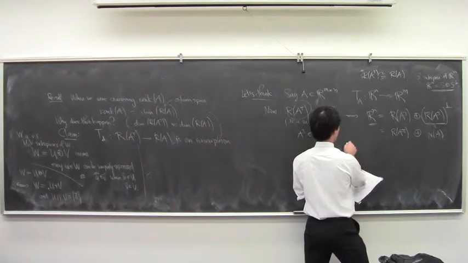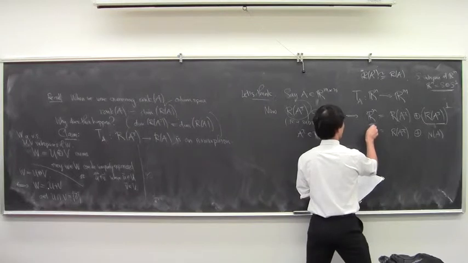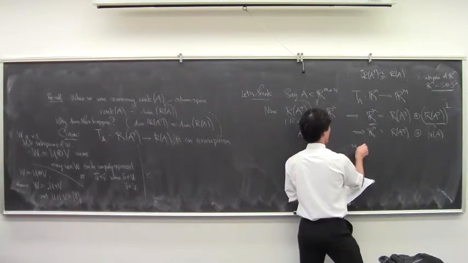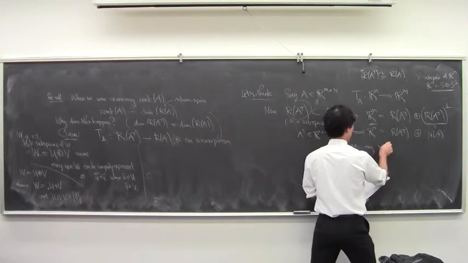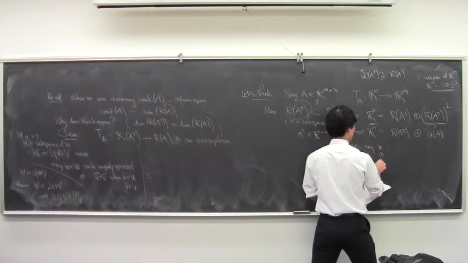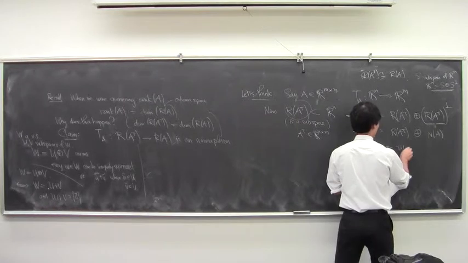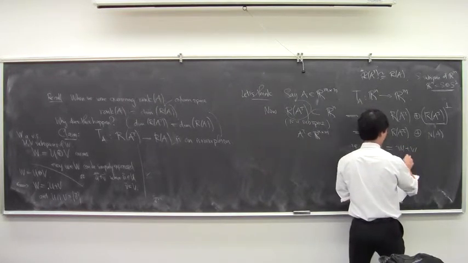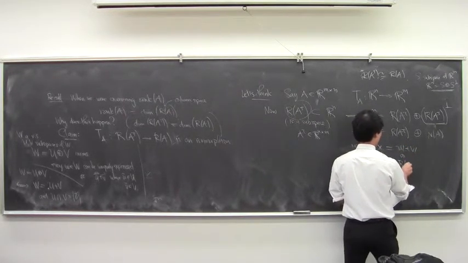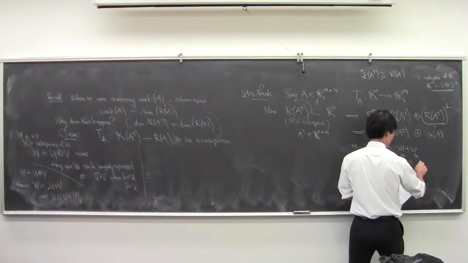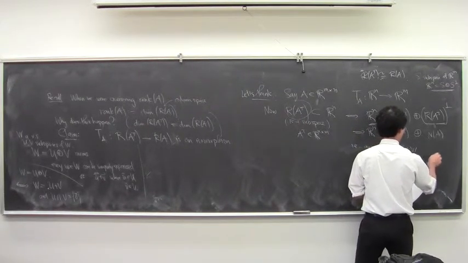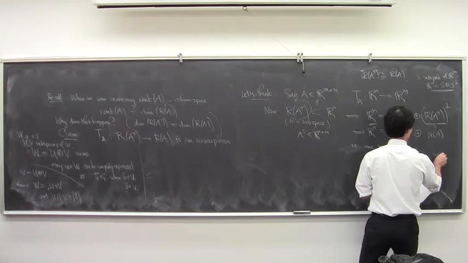So what we have now is that any x in Rn can be written as u plus v, where this u is in the range of A transpose, and the v is in the null space of A, and this expression is unique.